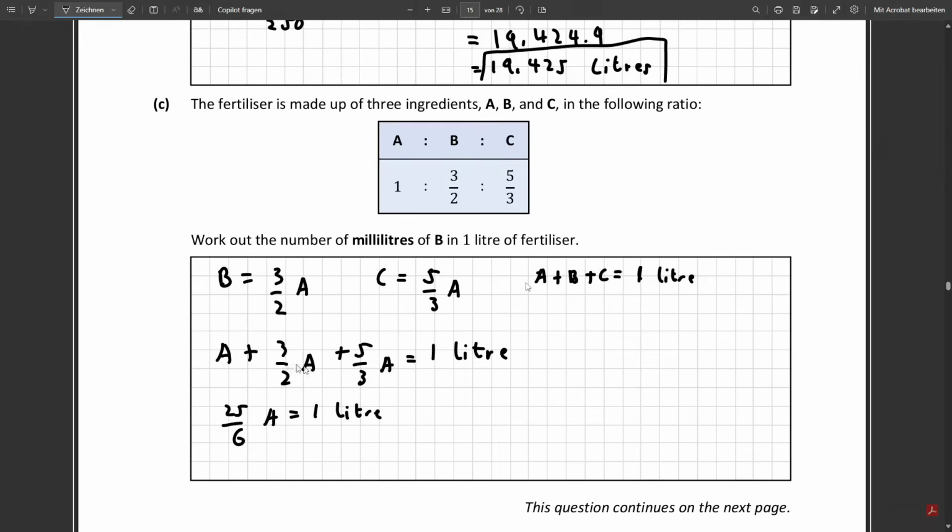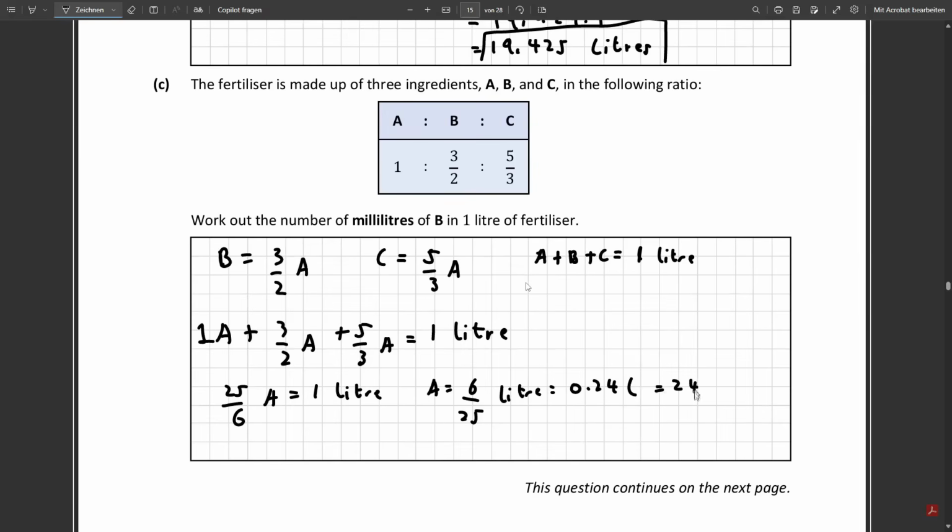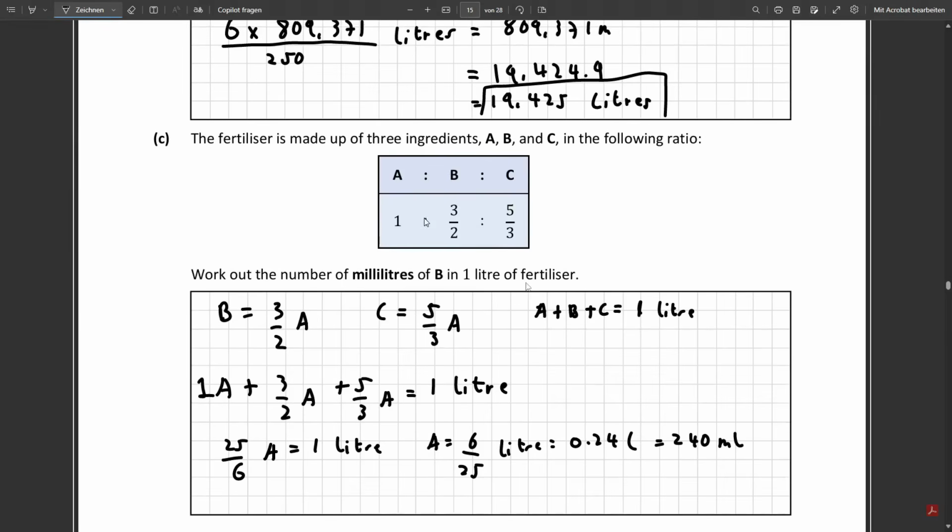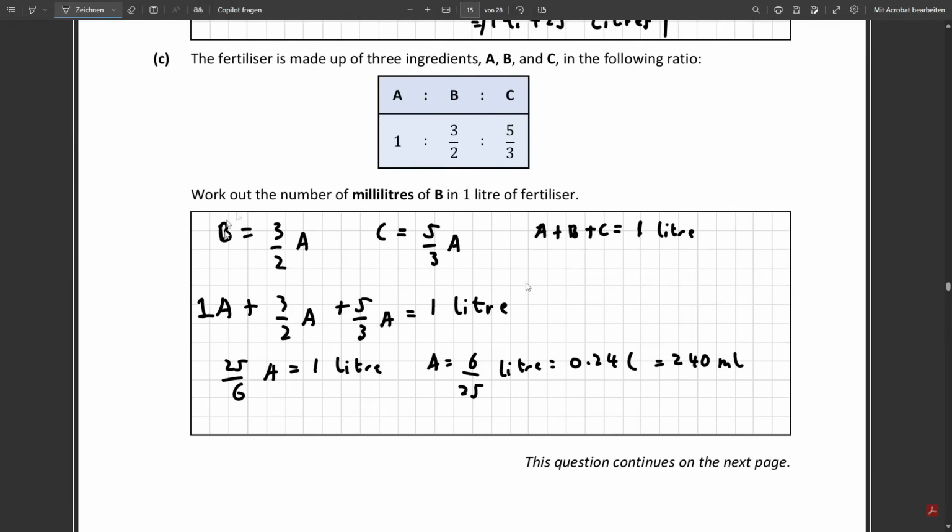So you can think about it as factoring out the A and adding up the numbers, or just add up all the coefficients. This is 1A. So then multiply by 6 divided by 25. A is equal to 6 over 25 times 1 liter, which is 0.24 liters. And then milli means 1,000, so that's the same as saying 240 milliliters.